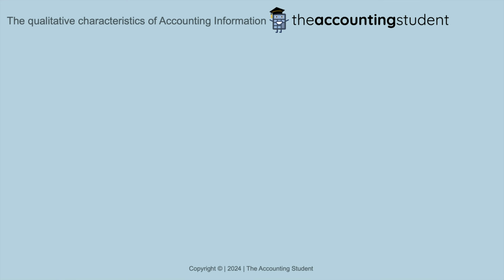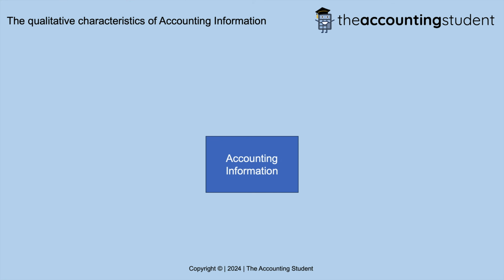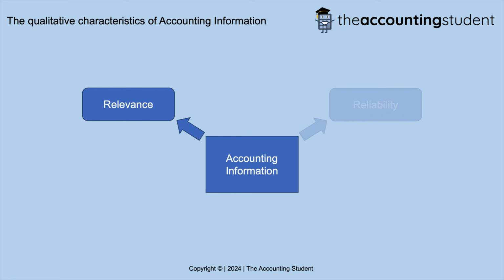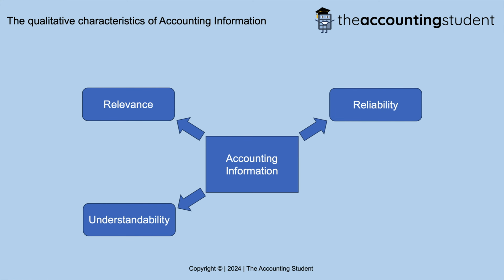There are four main qualitative characteristics of accounting information, and they are relevance, reliability, understandability, and comparability.